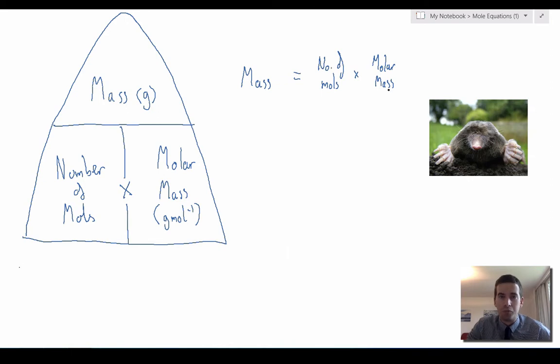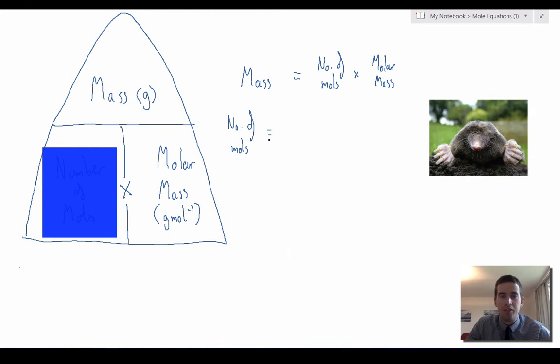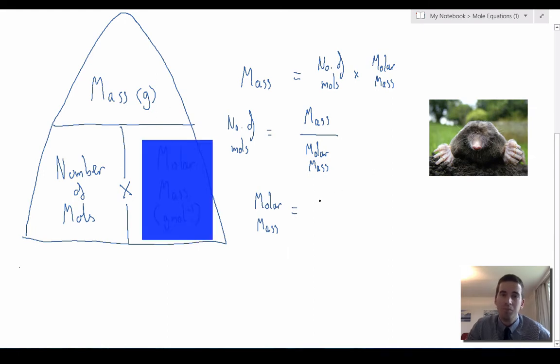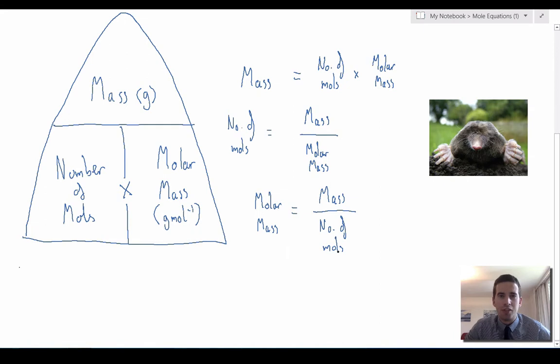You just multiply the number of moles by the molar mass. If we want to find out number of moles, we simply cover up number of moles like this, and we write down what remains. So we have mass over molar mass. And that is the equation for finding out the number of moles. Mass divided by molar mass. And then just to complete the 3 equations you can do, let's have a look for molar mass. So you simply cover this up and write down what is left. So the last one, we have mass divided by number of moles. Nice and simple. So this triangle just helps you remember the relationship between the 3 variables.